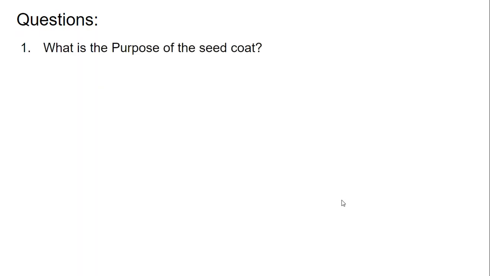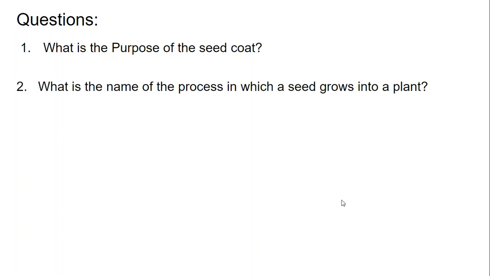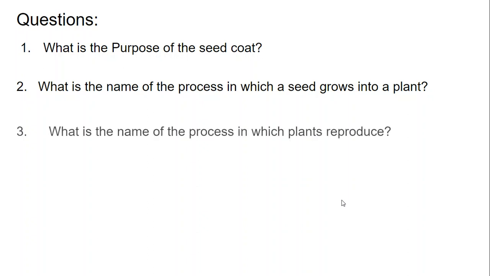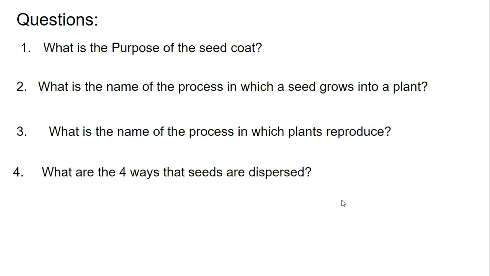1. What is the purpose of the seed coat? 2. What is the name of the process in which a seed grows into a plant? 3. What is the name of the process in which plants reproduce? 4. What are the 4 ways that seeds are dispersed?